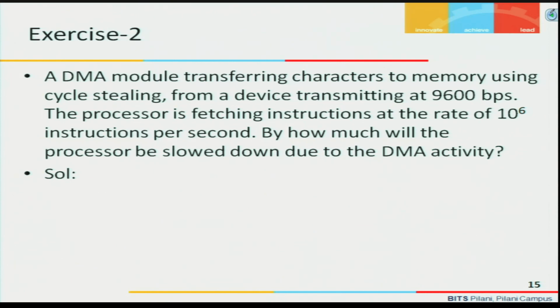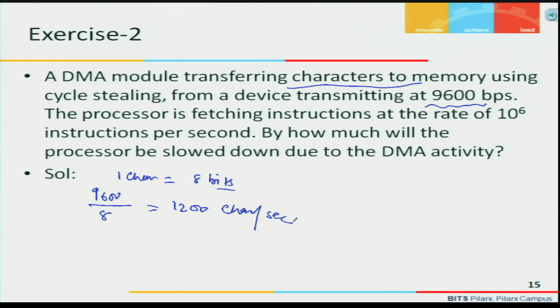So let us try to solve this. The device is transmitting 9600 bits per second, and it is transferring characters to the memory. Let us say one character equals 8 bits. So the number of characters per second will be 9600 divided by 8, so it will be 1200 characters per second that the device is transferring. At a time one character, 1 byte, will be transferred.